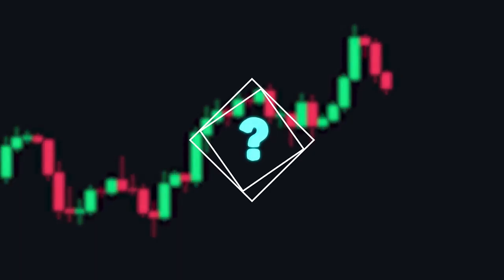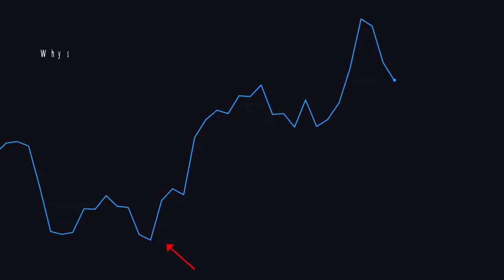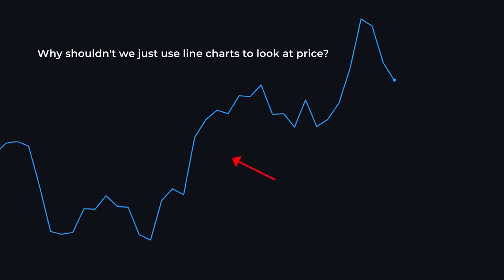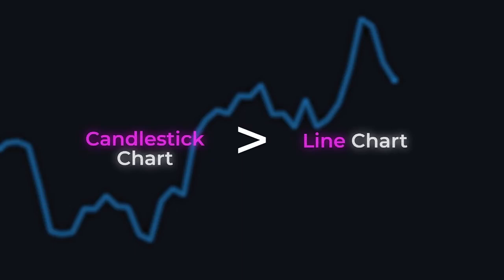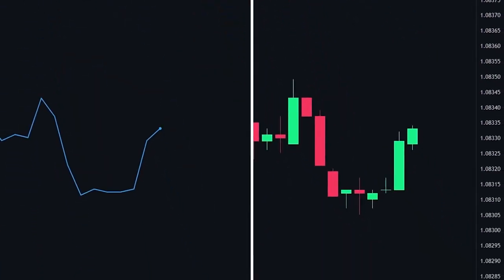A common question I hear from beginner traders is, why shouldn't we just use line charts to look at price? Wouldn't it be simpler? The answer is that candlestick charts actually give us significantly more information about the market compared to a line chart. And let me show you an example. So let's use this euro-dollar pair as an example. On the left, we have the line chart, and on the right, we're using the candlestick chart.